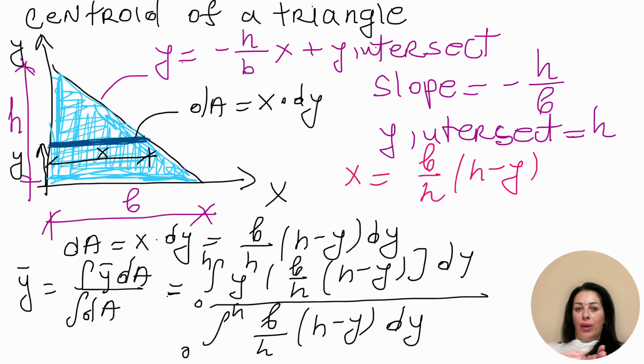So we have y to be minus h over b times x plus the y-intercept. In our case, we have x to be b over h times, in parentheses, h minus y. So instead of x, we will have b over h times h minus y, times dy, and that will be our area. So dA is equal to x times dy. In order to determine y bar, we will have the integral of y bar dA over the integral of dA, and the range will be from 0 to h, because we are talking in the h direction. That means we have the integral from 0 to h of y times b over h times h minus y, everything multiplied with dy, over the integral from 0 to h of b over h times h minus y times dy.